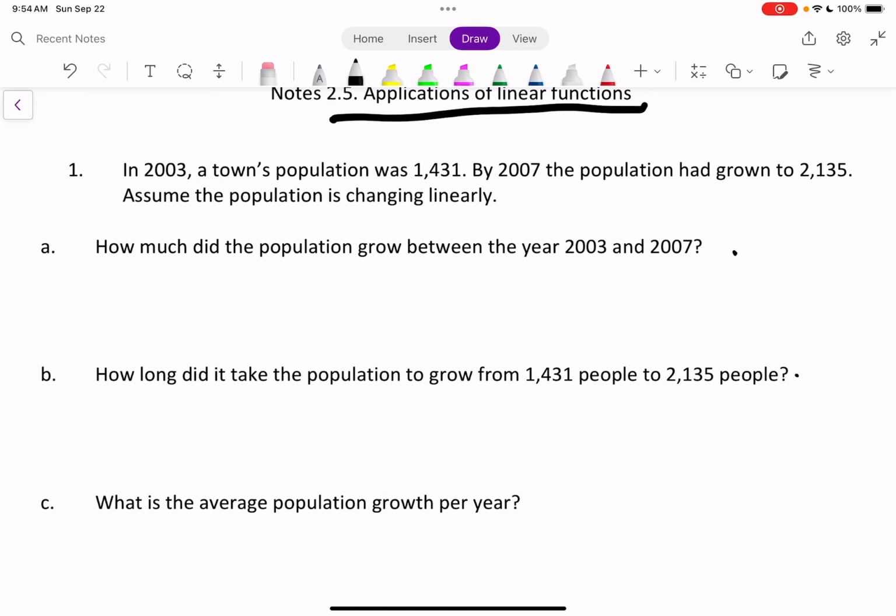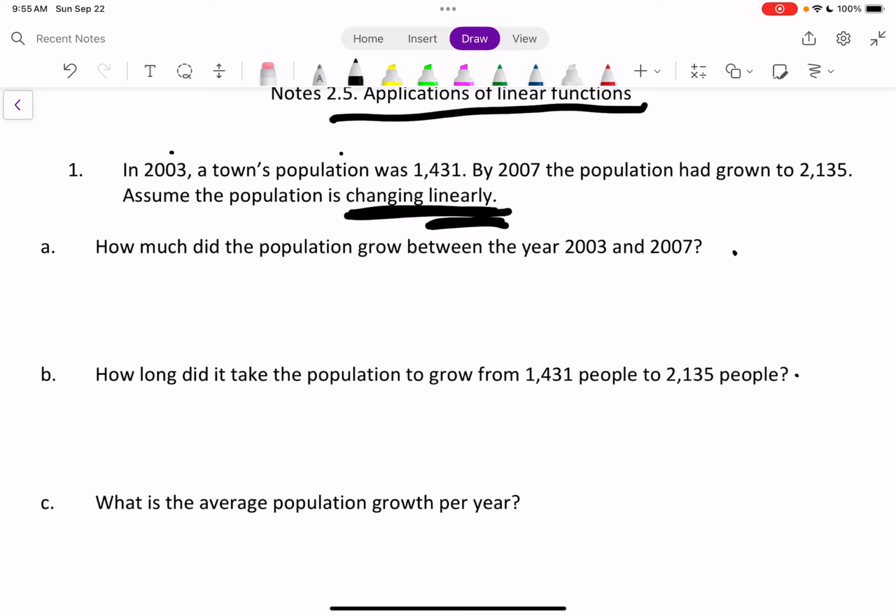In 2003, a town's population was 1,431. By 2007, the population had grown to 2,135. Assume the population is changing linearly. So that is a very important word, because that tells us that we're going to have to come up with a linear equation in two variables. So in other words, the population of the town changes linearly with respect to the year we're in.